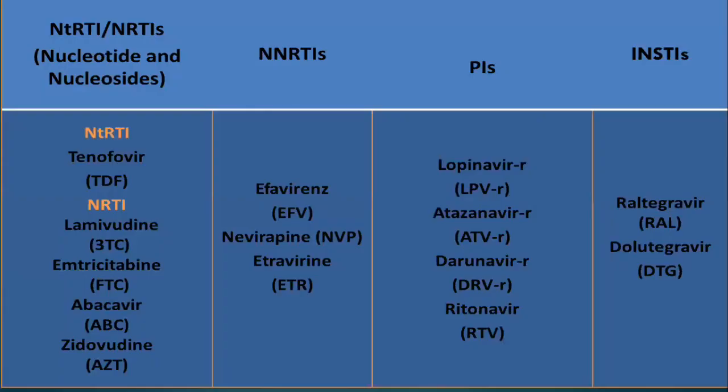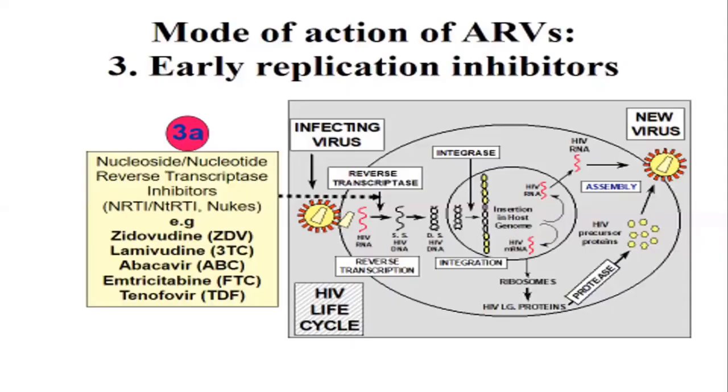So here are the 4 classes that we have in Zambia that have currently been approved in Zambia. So we can see them. We're going to look at our first drug class, which is the nucleoside or nucleotide reverse transcriptase inhibitor. Some of the drugs that are found there are zidovudine, lamivudine, abacavir, tenofovir, and emtricitabine. So these are the drugs that are found there.